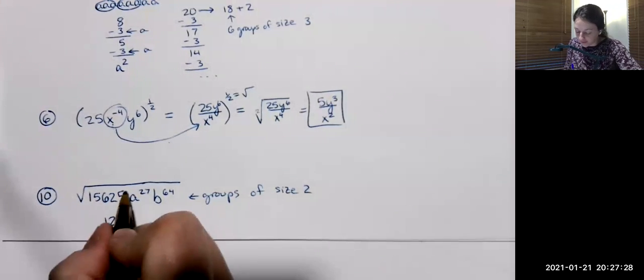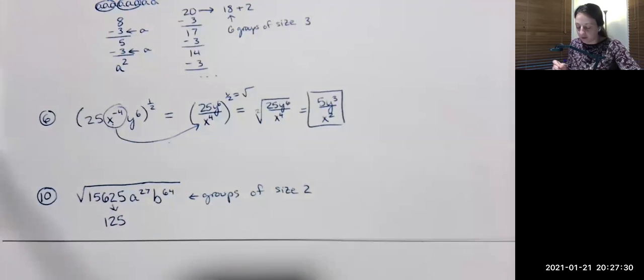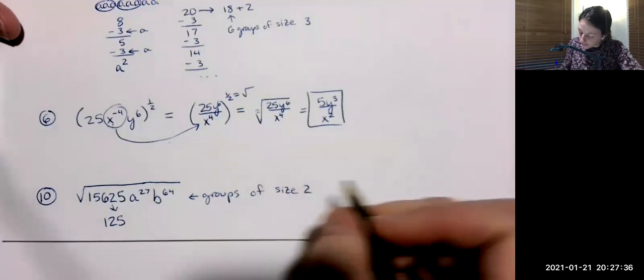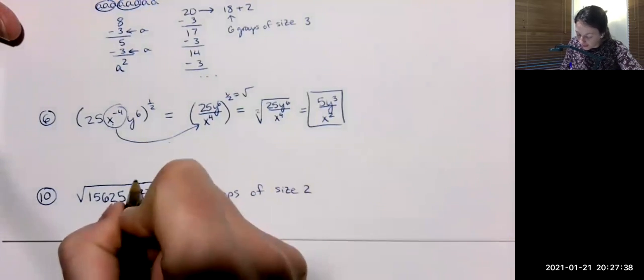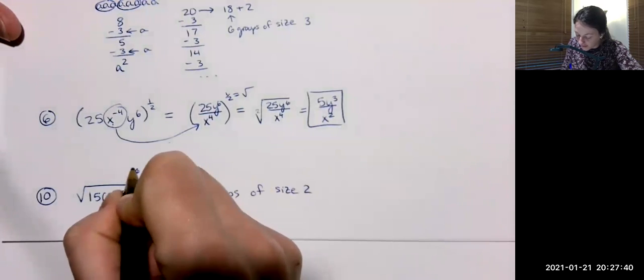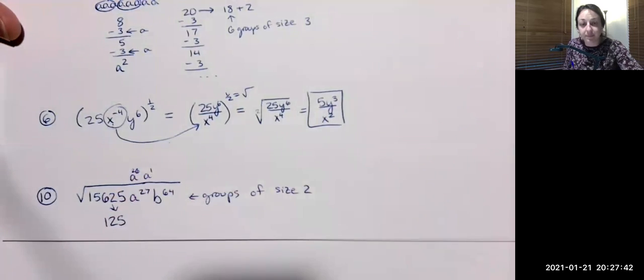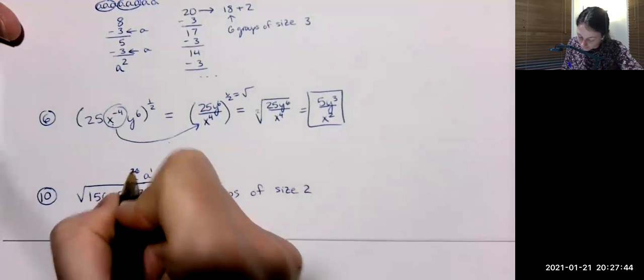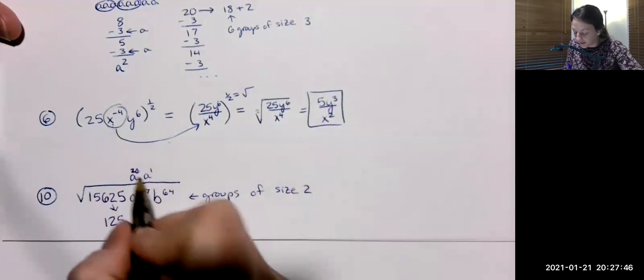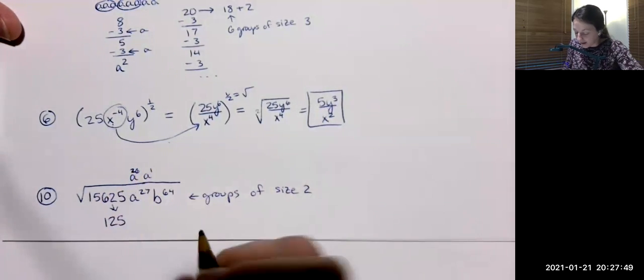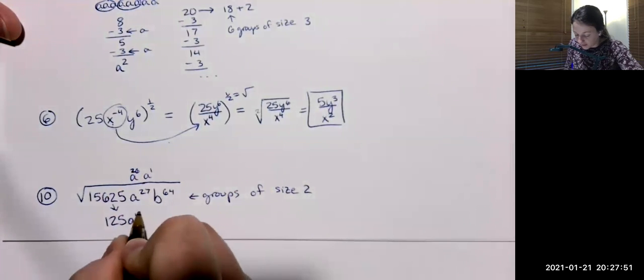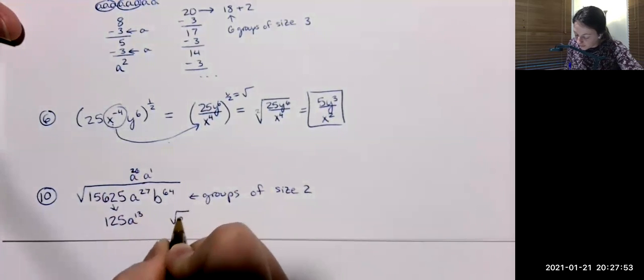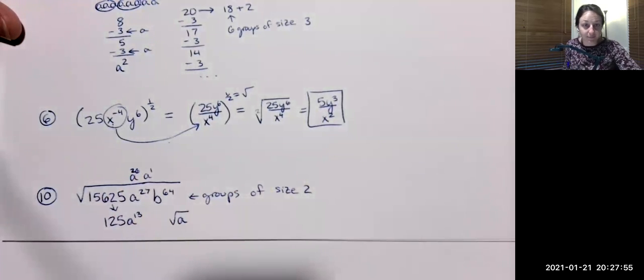All right, so the number is done. Square root of 15,625 is 125. And then a to the 27th. Well, here's what I'm going to do for my a to the 27th. That is a to the 26th and a to the 1. The reason I did that is because groups of size 2, or half of 26, gets me a to the 13th. And then one sad a did not get to come out.